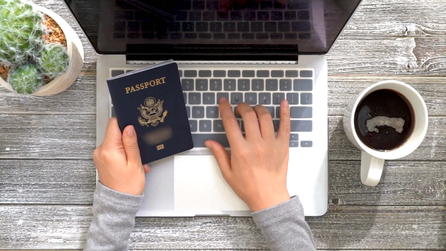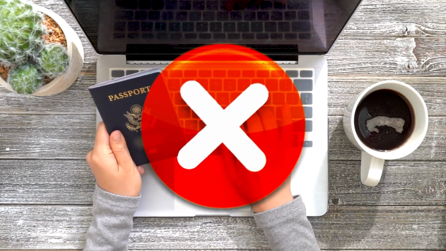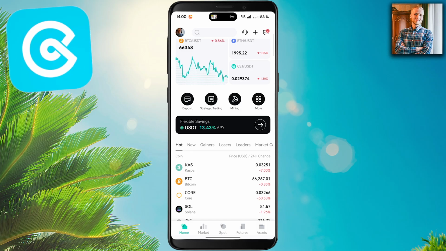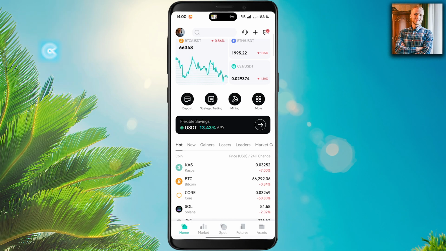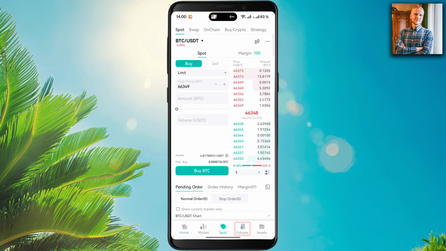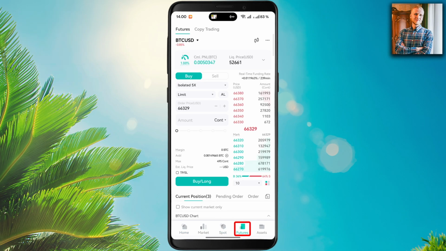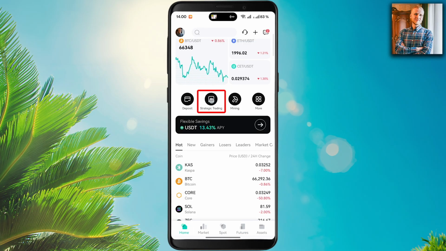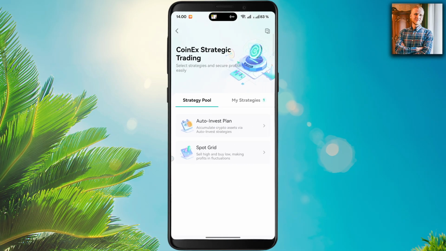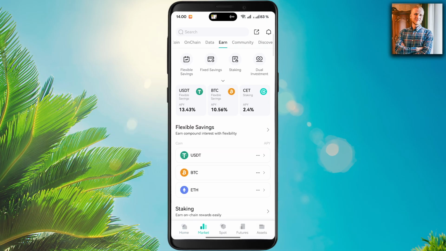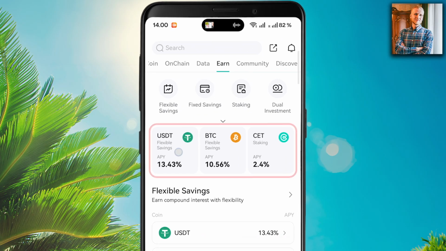Then for those of you who prefer to trade even without KYC, so you can trade even privately, CoinEx is a great option. You can do spot trading and futures trading right here. You can also use a couple of automated trading bots, and the CoinEx earn accounts are world famous because they are some of the best in the industry. You can see the rates for USDT, BTC, and other ones right here on the screen.